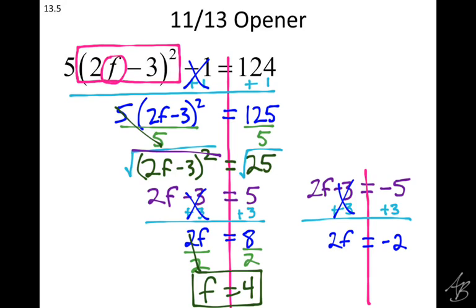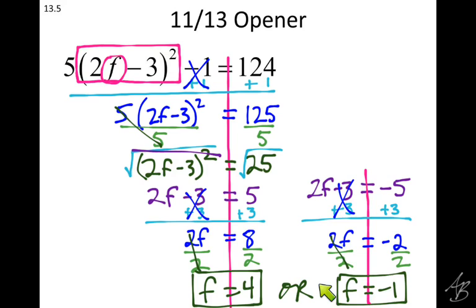And then we divide by 2, which gives us f equals negative 1. So we get two answers here. f could be 4 or f could be negative 1. And if I plug either one of those into my equation up here for f, that equation is going to work.